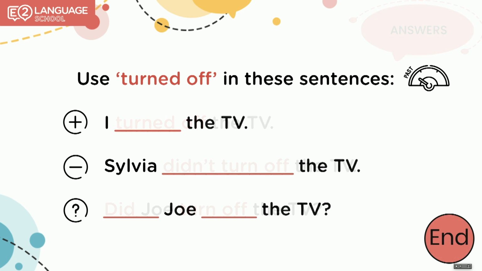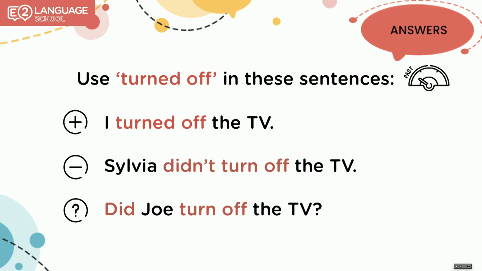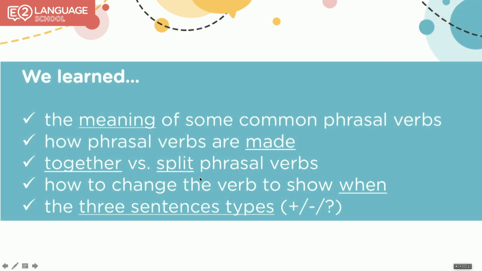Okie dokie, let's take a look at the answers. So I turned off the TV. Sylvia didn't turn off the TV. Did Joe turn off the TV? They are the answers there. If you could have written did not turn off the TV, it would also be correct.